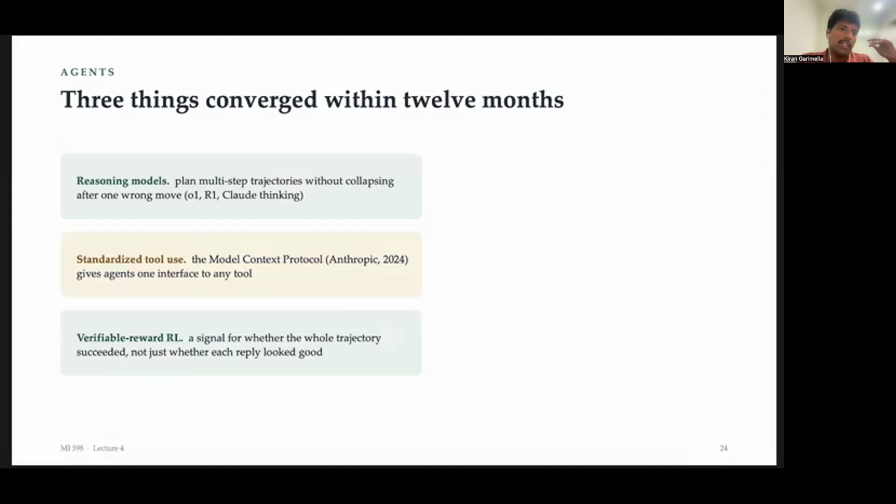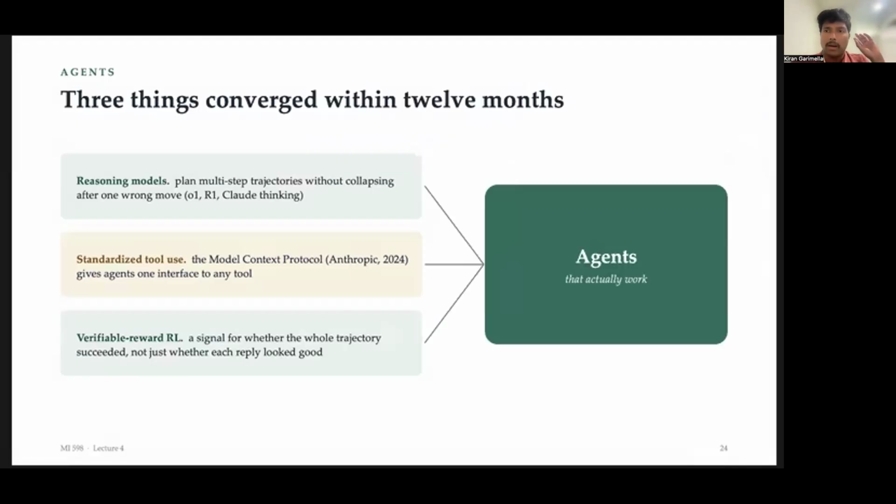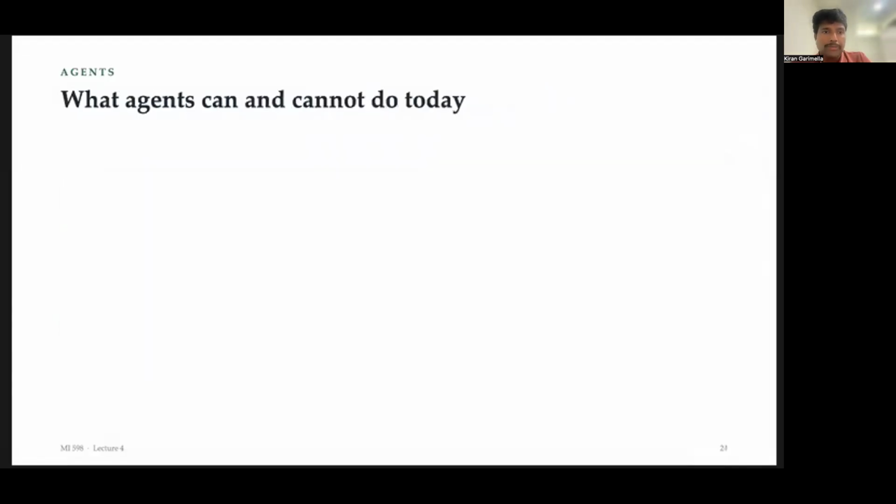So it's a signal of whether the whole trajectory succeeded. Basically you take a bunch of steps, did this succeed or not? If not, go back and retrace it and do a bunch of other things. And all of these combined together will produce these agents that currently work. And these are all breakthroughs that happened over just the last 1 year or so.